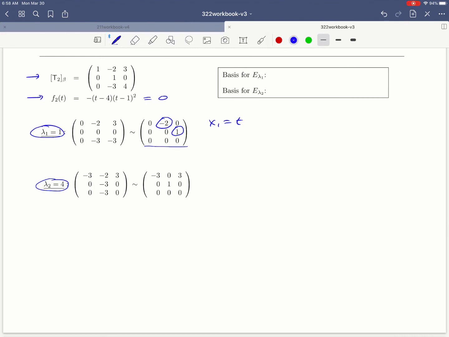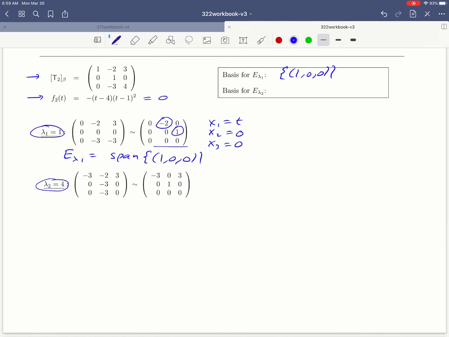You can maybe see from that system that if we take those two equations and solve for x2 and x3, we're going to get 0 for both of those. So we've only got one free variable, which means that we should be able to span our eigenspace using just one vector, and a natural choice for our free variable is just to let it be 1. So if t is 1, in notation, E lambda 1 is going to be the span of that one vector. All right, so we have a basis for the first eigenspace.